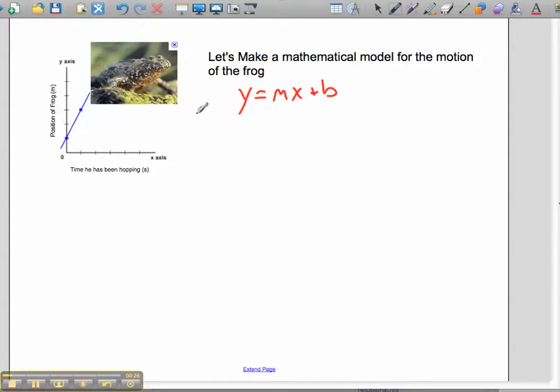And then we want to fill in particular or replace particular values. So the y value here is the position of the frog. Maybe the frog is hopping along one of our rulers. So let's use P for position. And then this m is the slope. All right, well, we're going to have to go ahead and find that slope.